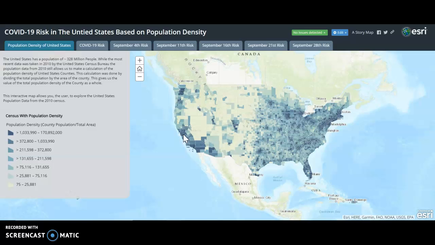With that being said, I would still love to be working on this and proceed further in my analysis to determine the full impact of COVID risk based on population density.